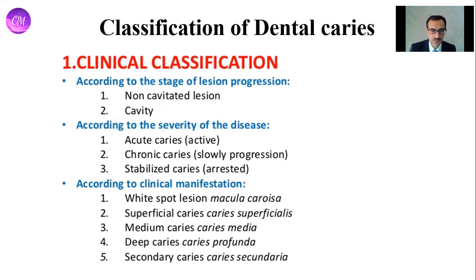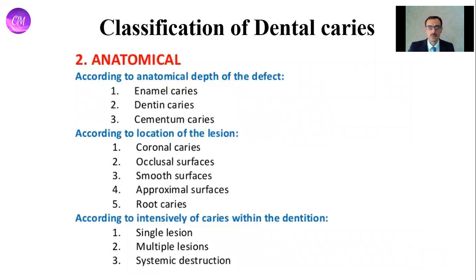According to clinical manifestation, we can classify the caries into the white spot lesion, macular caries, superficial caries, medium caries, deep caries, and the secondary caries. Here is the anatomical classification of the dental caries. First, according to anatomical depth of defect, we can classify enamel caries, dentin caries, and cementum caries.